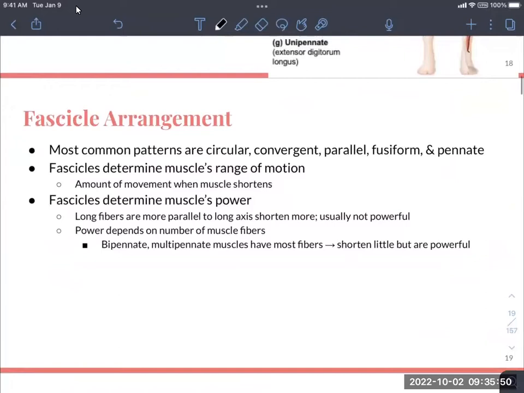So the most common patterns usually are circular, convergent, parallel, fusiform, and pennate. The way the fascicles are arranged, they're going to determine what kind of motion, range of motion you do with those muscles specifically. And they also determine the muscle's power. How strong is that muscle going to be?